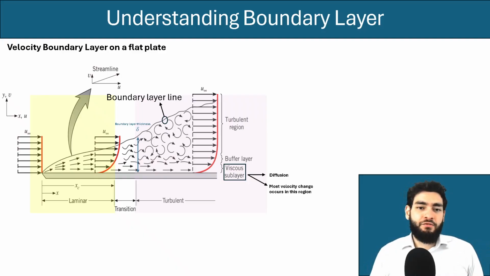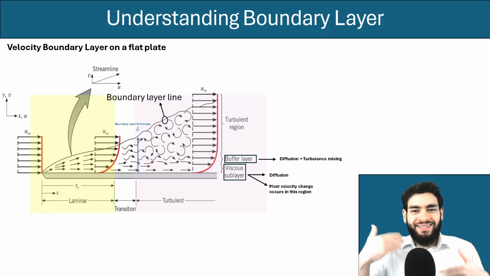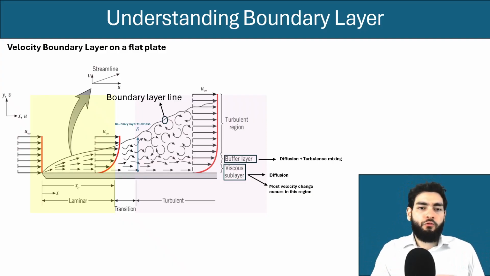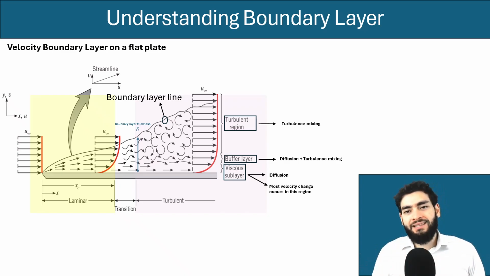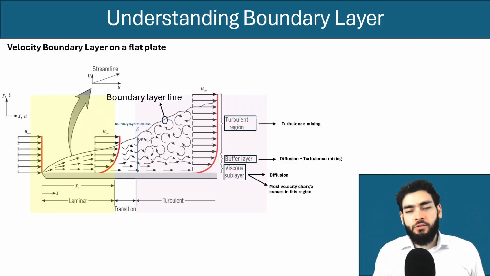Just above this viscous sublayer, you have the buffer layer. In this region, both diffusion and turbulent mixing are present. The velocity is changing with y, but not as rapidly as inside the viscous sublayer. Now, farther away from the wall is the turbulent region where transport is dominated by turbulent mixing. Now, in this region, the velocity profile becomes relatively flat, meaning the velocity changes only slightly with y because the flow is already closer to the free stream velocity.